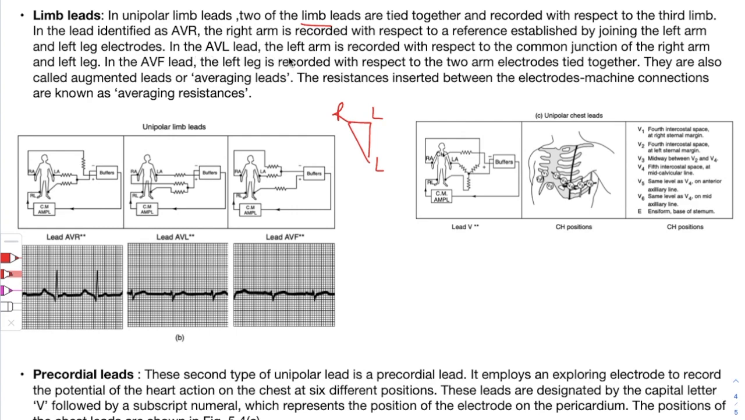In the AVL lead, the left arm is recorded with respect to the common junction of the right arm and the left leg. Then in AVF, the left leg is recorded with respect to the two arm electrodes tied together. They are also called augmented leads or averaging leads. The resistances inserted between the electrode and machine connection are also known as averaging resistances.